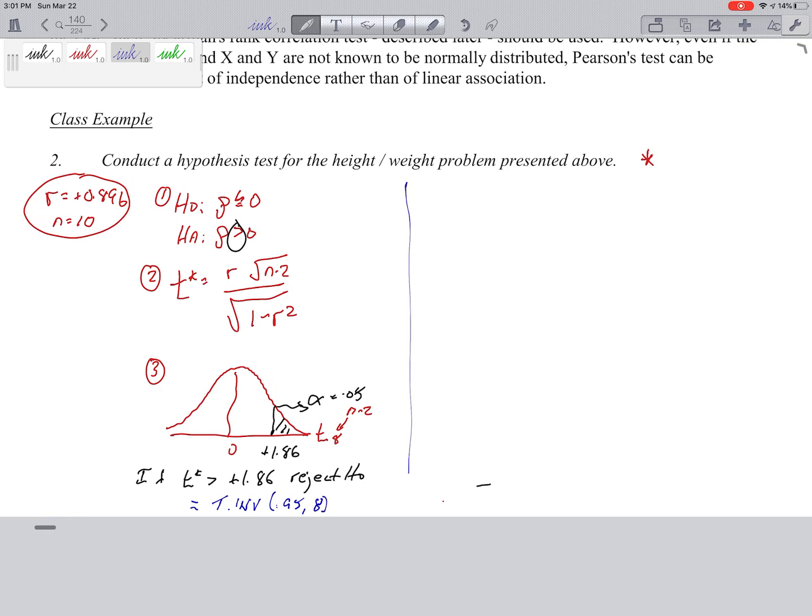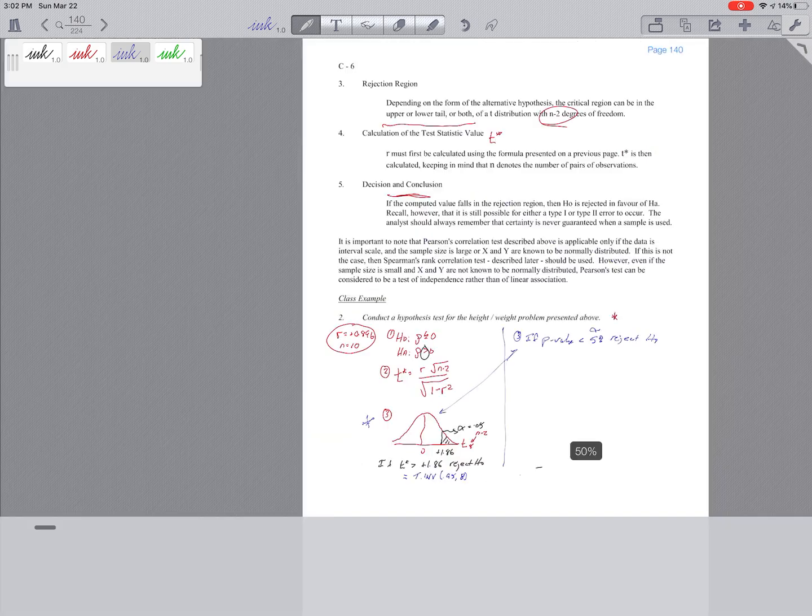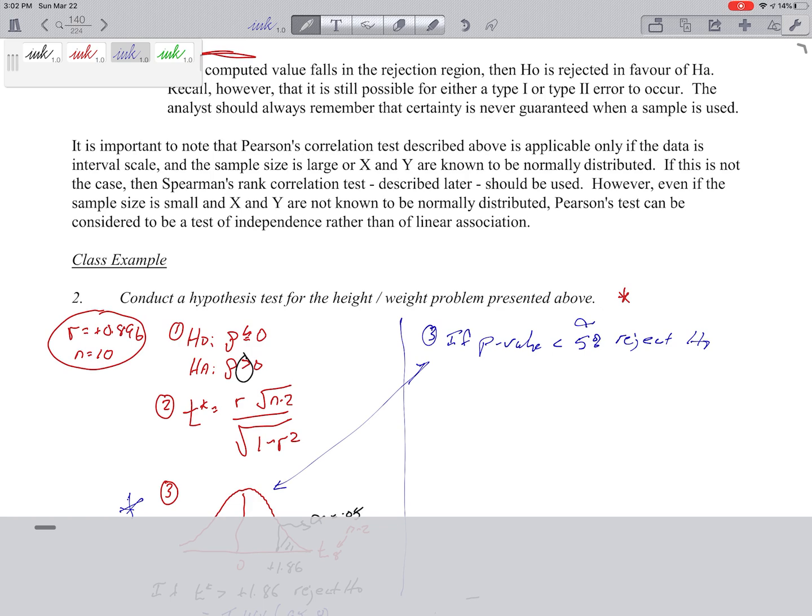All right. Now, if this were the p-value approach, what we would say is that if the p-value is less than alpha, which in this case would be 5%, we would reject H0. So remember, step number 3 is your decision rule. And this is the classical approach here. This is the p-value approach here.